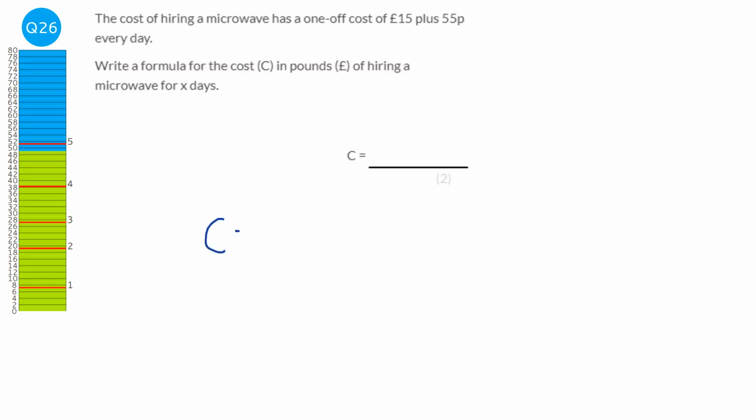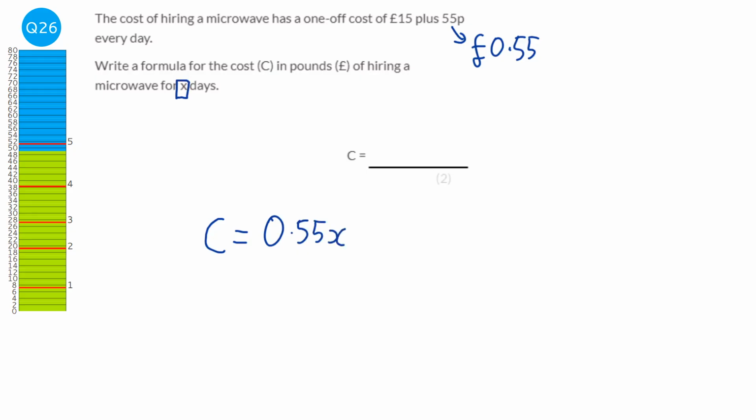So the cost is C, so it's going to be C equals, and it says it's going to be 55 pence a day. Now it wants the answer in pounds, so we need to convert this 55 pence into pounds. So that's going to be 0.55, and it's going to be 0.55 times the amount of days. Well, it says the amount of days is x, so it's going to be 0.55x.